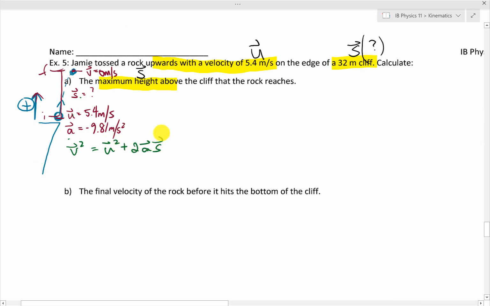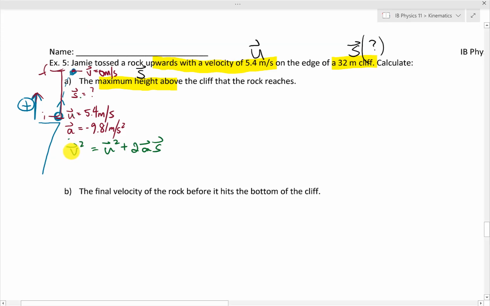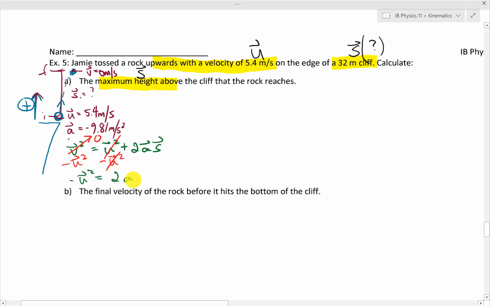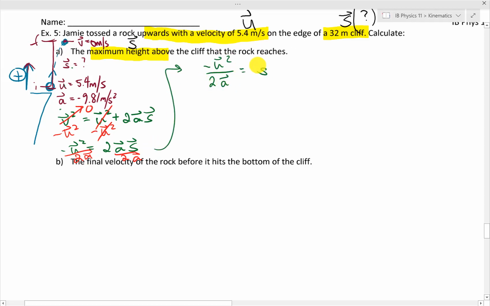If we're solving for s, it means we have to isolate for it. There's a few things that we can cancel out before we do that, such as the final velocity, this being 0. And now we just need to isolate for the s, which I'm going to move the u squared to the other side. Now we can just divide both sides by 2a to isolate for the s.